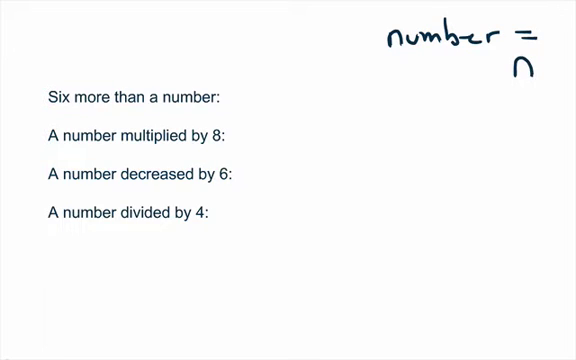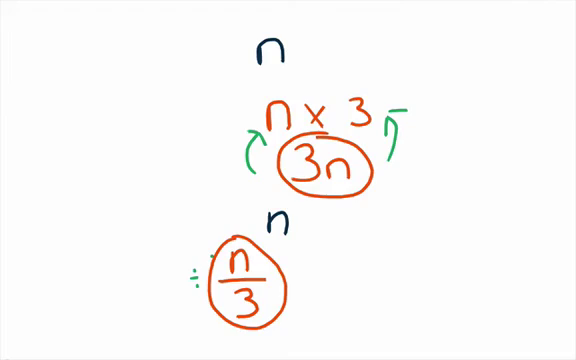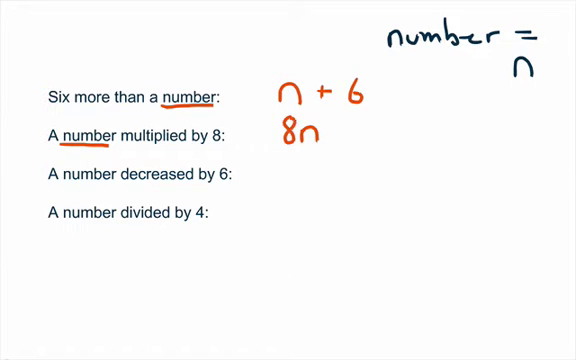Okay, so I've got 6 more than a number. Here's that key word. Number. N. How many more than that number do we have? 6. So how would you write that? The number plus 6 more. What about a number multiplied by 8? So there's your number again. A number multiplied by 8. And how did we show multiplication again? Remember that we squish the number together with the letter. So 8n, a number multiplied by 8.